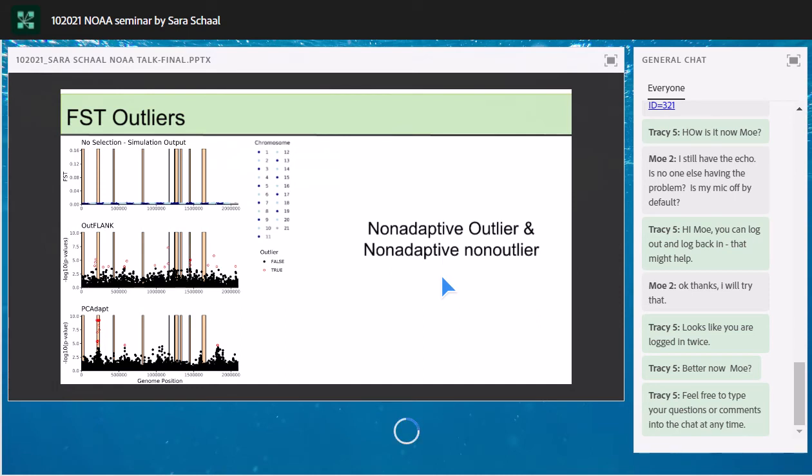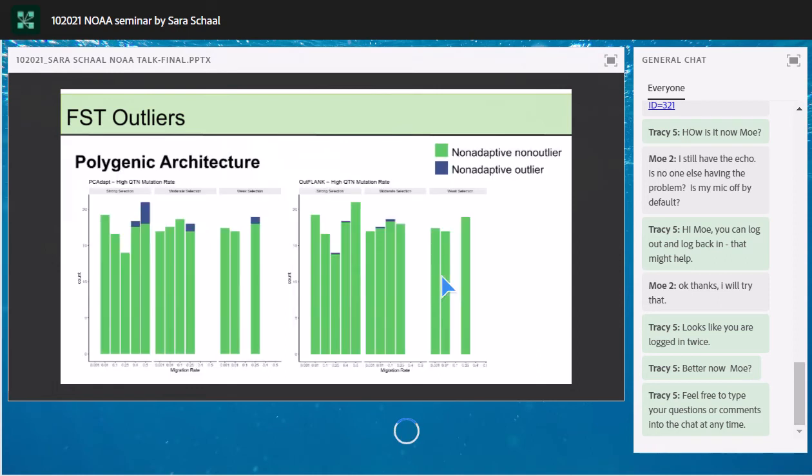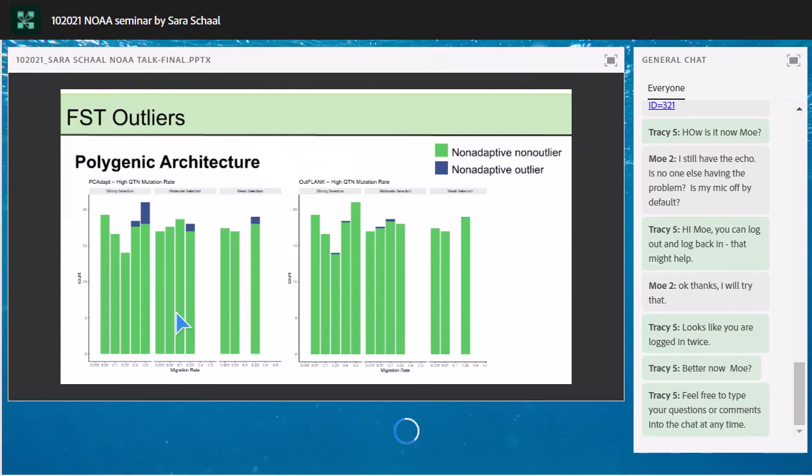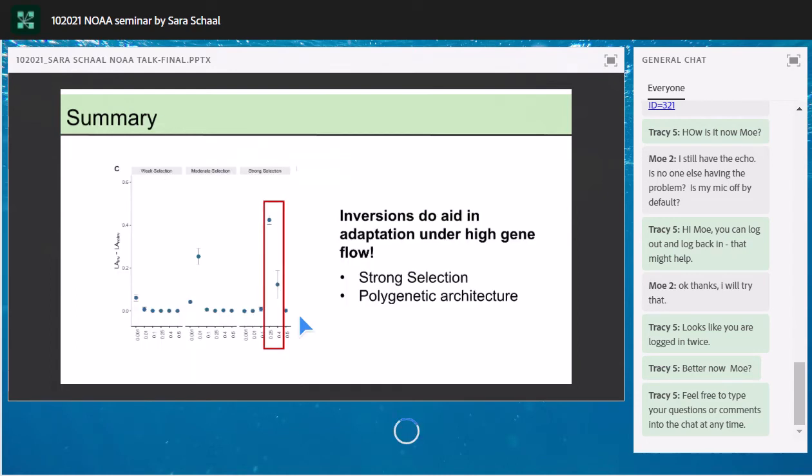And we did actually see a few instances in PCAdapt where, even though none of these loci were under selection, we did see some inversions being called as outliers. So these would be non-adaptive called outliers. And we can see that across our parameter space, it's really only PCAdapt that has this happen. But again, it's only a few instances of this. So we're pretty confident that overall these methods work for differentiating between adaptive inversions and non-adaptive inversions.